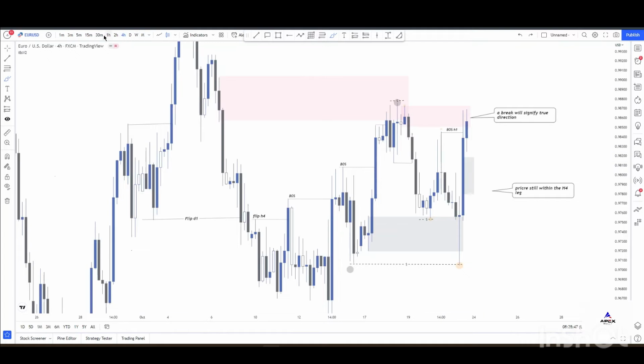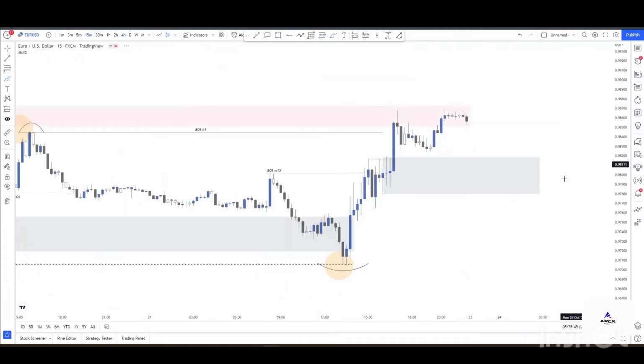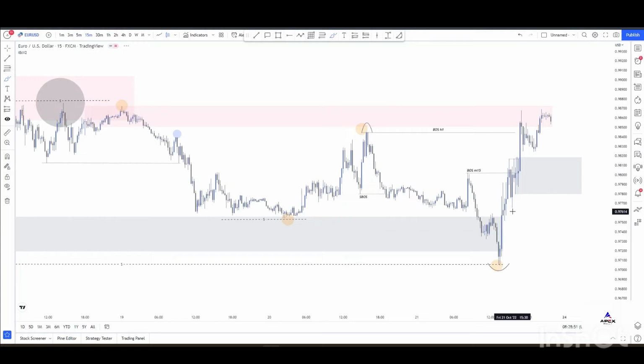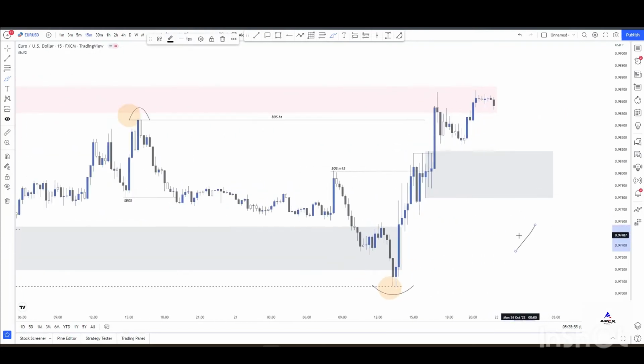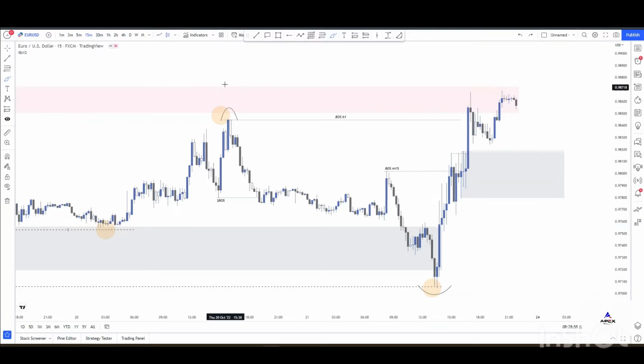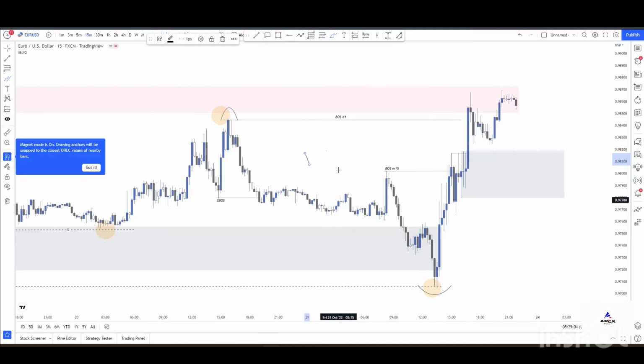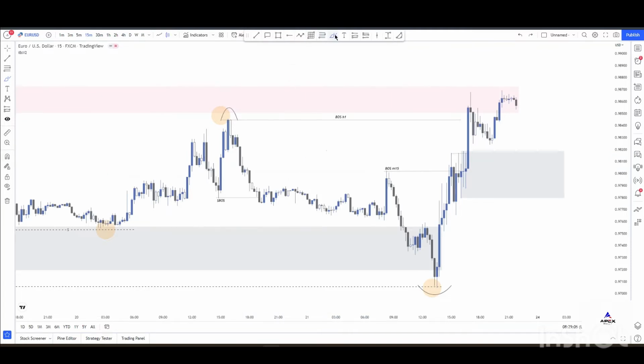Let's see the 15 minutes time frame if there's anything there. All right, so here on the 15 minutes time frame, we're already experiencing some breaks of structure. So we have an M15 break of structure here.